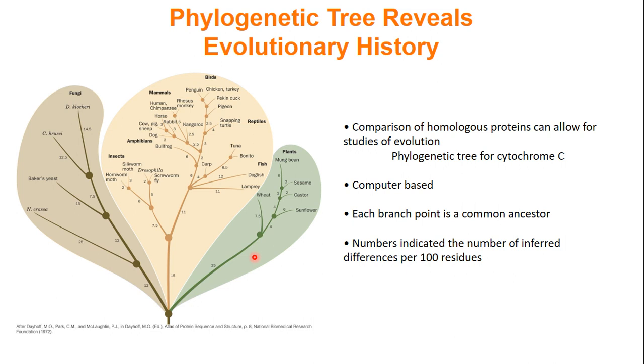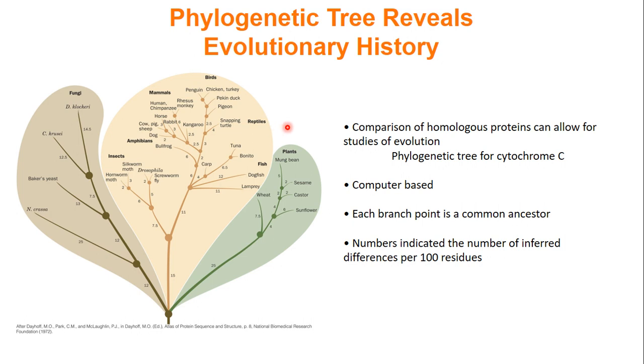And what you're seeing here is an evolutionary tree. So each branch point is just saying that you have a common ancestor. And these numbers say, out of 100 residues, how many differences would you expect from your ancestors? So if you look at the mung bean to this common ancestor, there's 5, 2 for sesame. Kangaroo to this common ancestor is 2.5, and so on and so forth. But you can see there was just one common ancestor, and then we branched off to our different types of organisms.